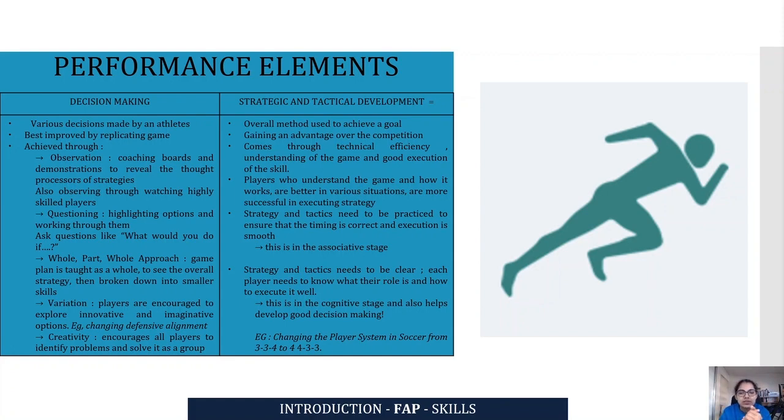So this is the associative stage where we're looking at gaining a better understanding of strategical and tactical precision, and focusing on timing and movements being sharp. Now, strategy and tactics need to be clear, and each player needs to know what their role is and how to execute it well. So if I go to my earlier example of the Ashes, in the first match, England chose to bat after they won the toss, I believe.